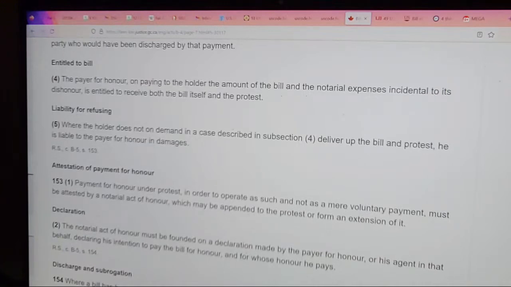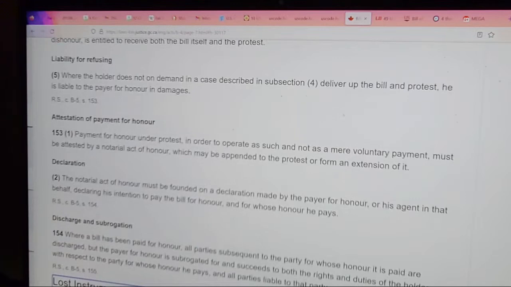Entitled to bill. 4. The payer for honor, on paying to the holder the amount of the bill and the notarial expenses incidental to its dishonor, is entitled to receive both the bill itself and the protest. Liability for refusing. 5. Where the holder does not, on demand in a case described in Section 4, deliver up the bill and protest, he is liable to the payer for honor in damages.